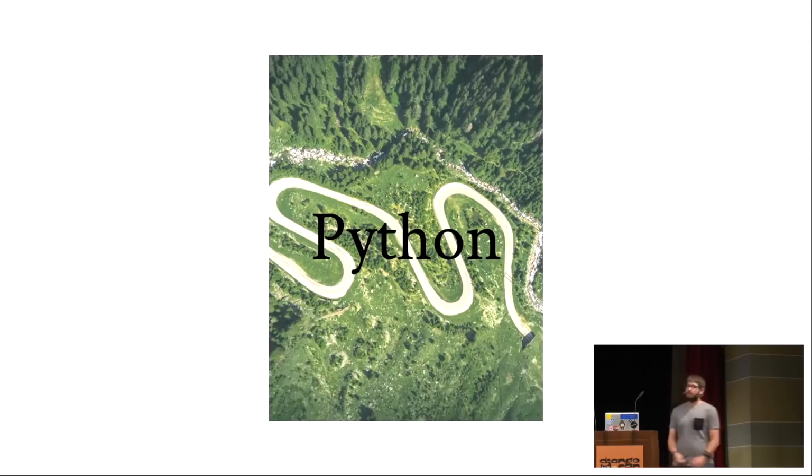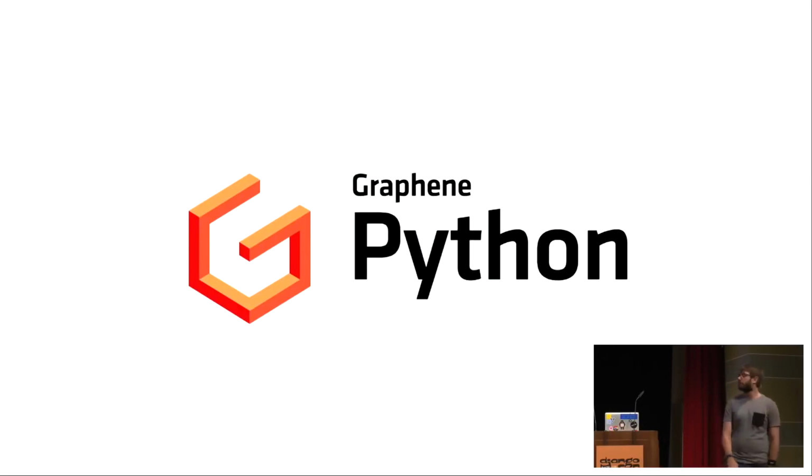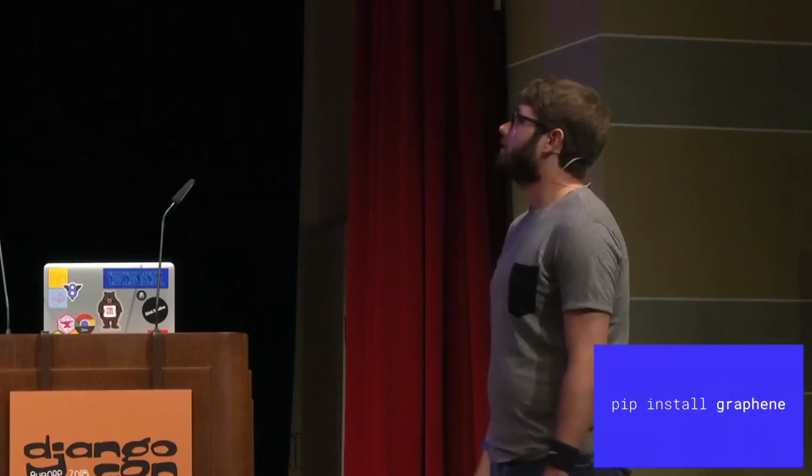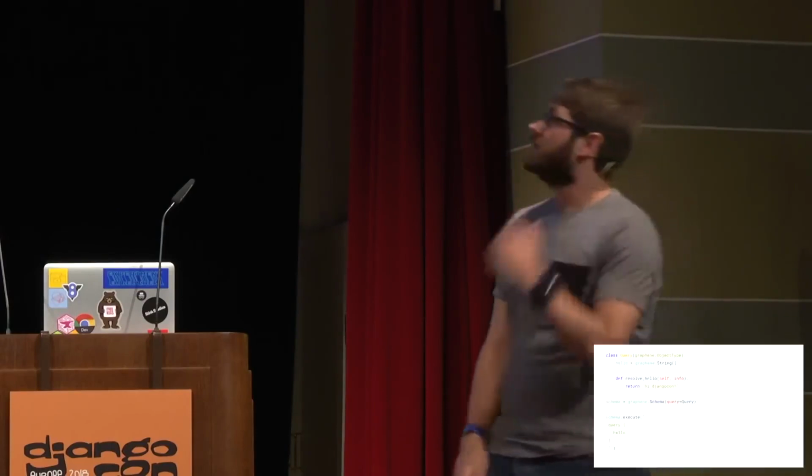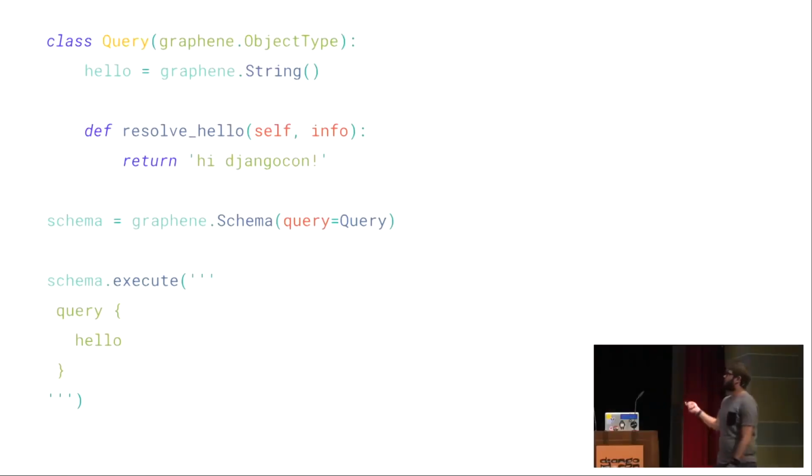So we are a Python conference, obviously we want to use this with Python. And we can, there is a library called Graphene, and you can install it like this. Just pip install graphene, and then you import it, and then you create a class for the query. As I said, everything is typed in GraphQL, so even the root query is a type. So you have an object type. In this case, we have a query that only has one field, which is hello.